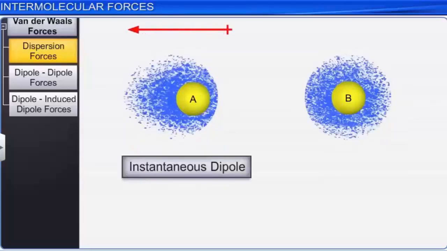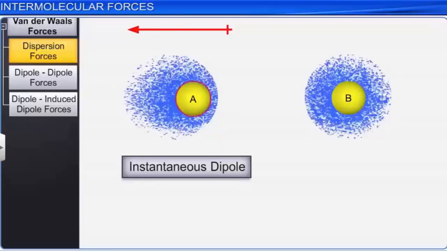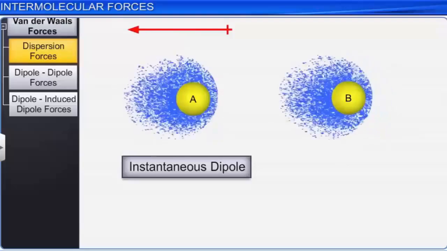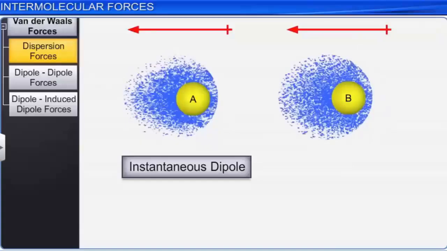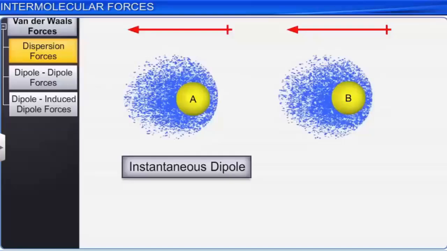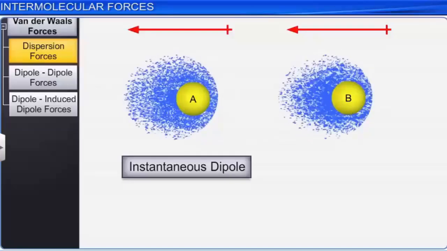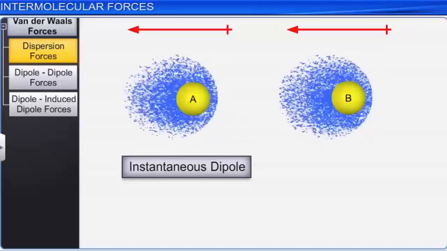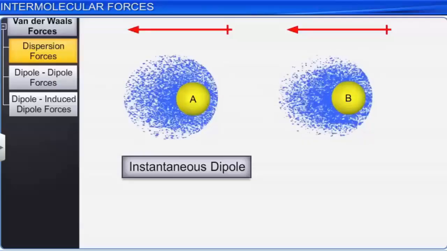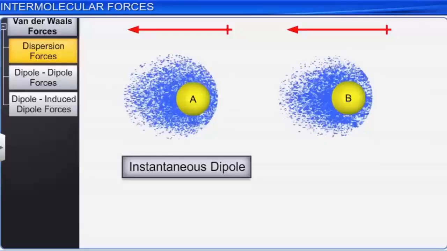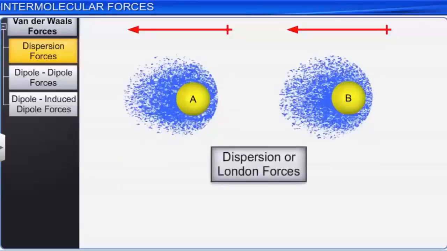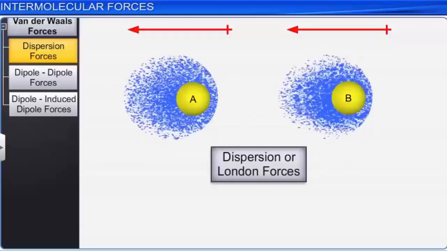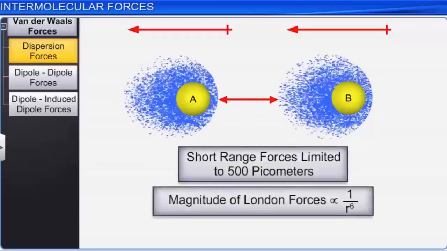This instantaneous or transient dipole distorts the electron cloud on the other atom, that is, atom B, which is close to it. As a result of this, a dipole is induced in the atom B. The temporary dipoles of atom A and B attract each other. This force of attraction between the two temporary dipoles is known as dispersion force or London force. This force is important only at a short distance, which is limited to 500 picometers, and is inversely proportional to the sixth power of the distance between the two molecules.